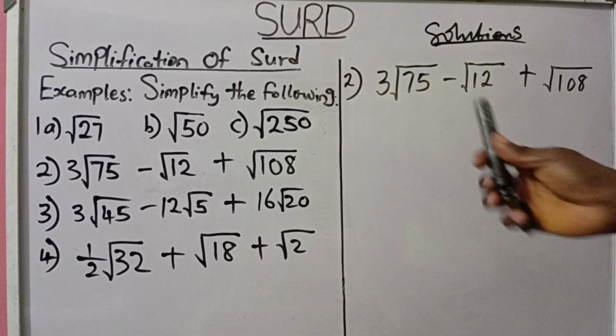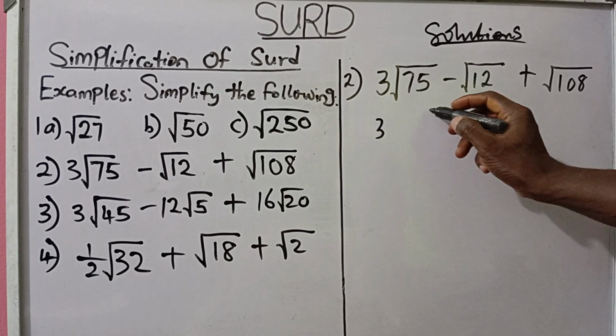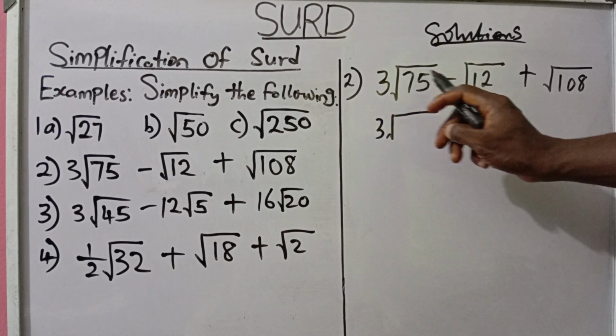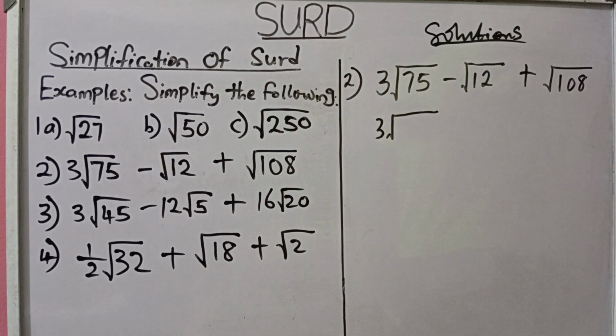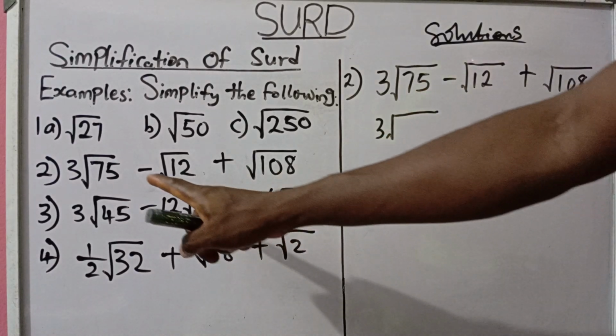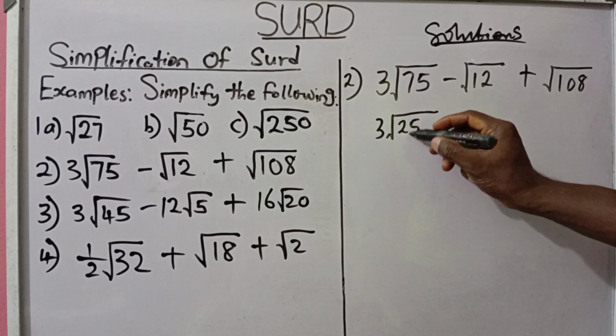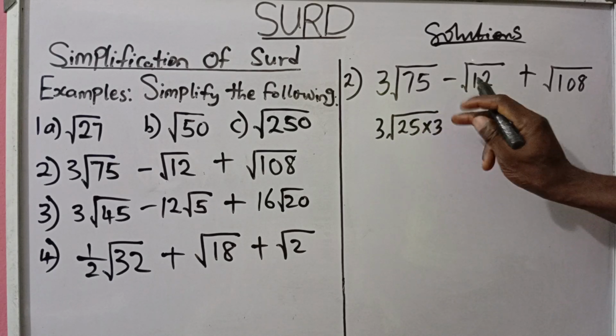So let's get started. Here we have 3, then root 75. What are the two multiples of 75 that one of them must be a perfect square? Always take the highest perfect square number possible. All right, so from here, the highest number will be 25 multiplied by 3.